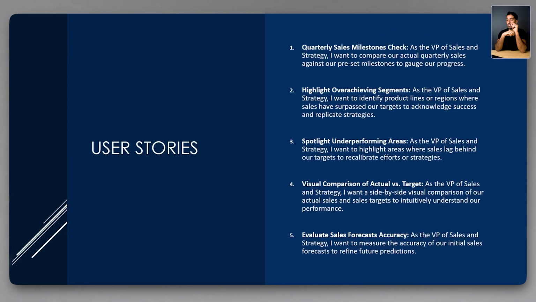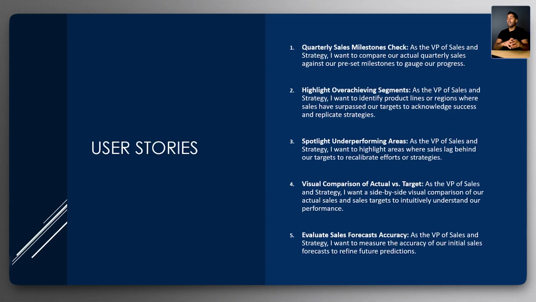Makes sense. Number 3, spotlight underperforming areas. As the VP of Sales and Strategy, I want to highlight areas where sales lag behind our targets to recalibrate our efforts or strategies. Where do we need to do something is what he wants to understand. Number 4, visual comparison of actual versus target. As the VP of Sales and Strategy, I want a side-by-side visual comparison of our actual sales and sales targets to intuitively understand our performance. Visual representation that makes it easy to understand the performance is what he's looking for.